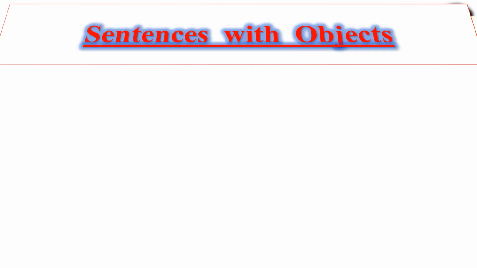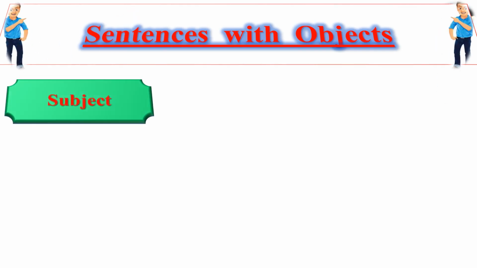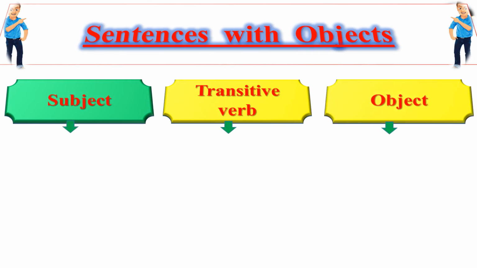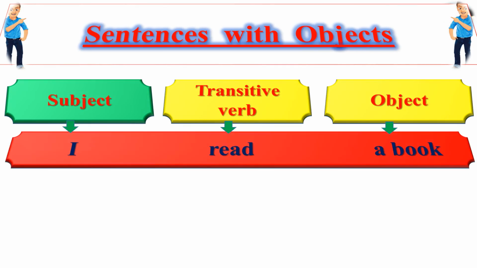Sentences with objects. We are going to see some examples of sentences that have objects. First, we have the first sentence: I read a book. We have the subject, the transitive verb, and the object.